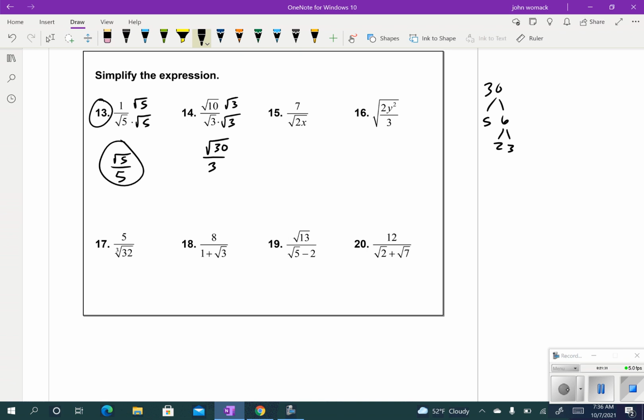I want you to look at these bottom couple of examples. This is the second type of problem. So look at 18. We have 8 over 1 plus the square root of 3. Don't write this down, just watch.